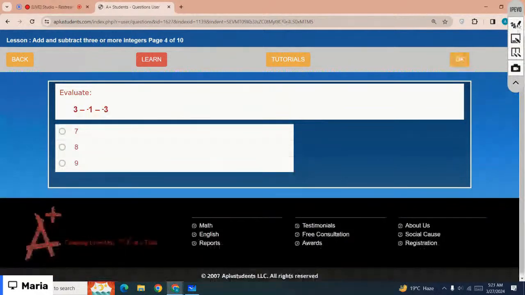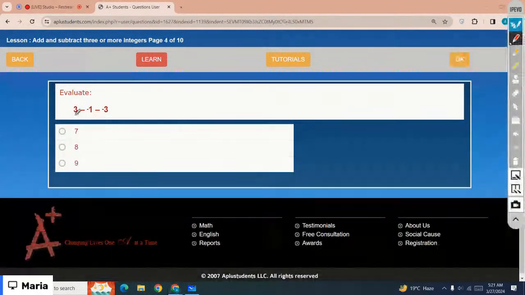Okay, the next one is 3 minus negative 1 minus negative 3. Start with the first two numbers, 3 minus negative 1. Subtracting a negative integer is the same as adding, so that would be 3 plus 1, which is 4. Now add the last part, minus negative 3. Subtracting a negative integer is the same as adding, so 4 plus 3 equals 7. The correct option is 7. Option number 1 is the correct option.